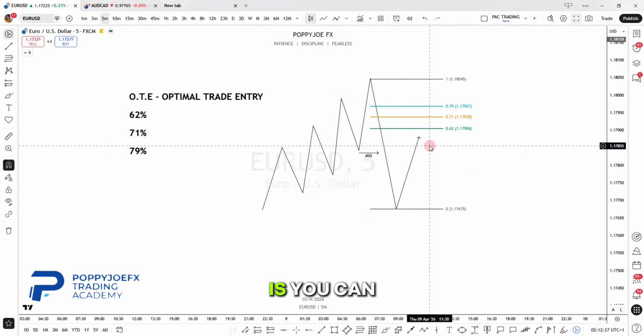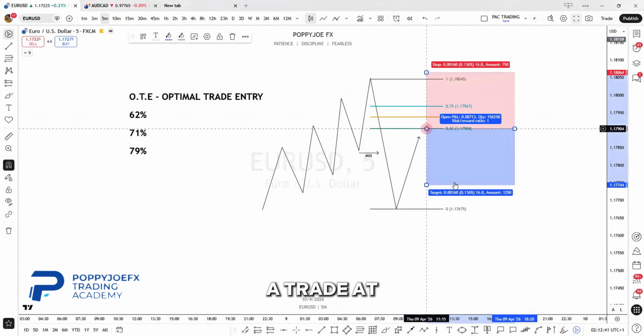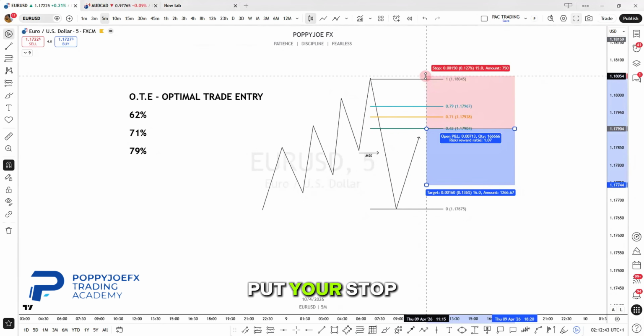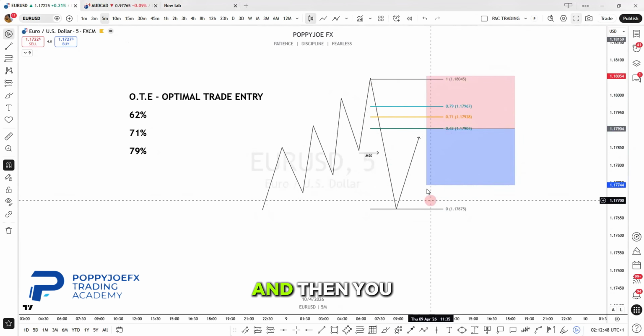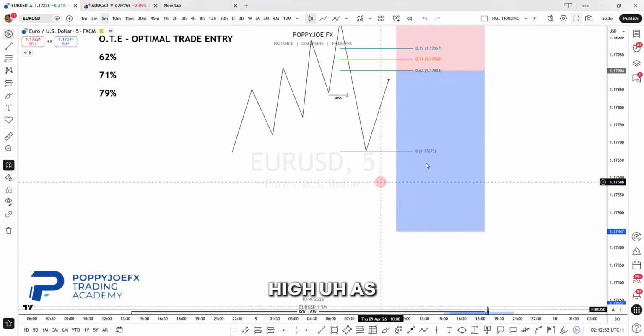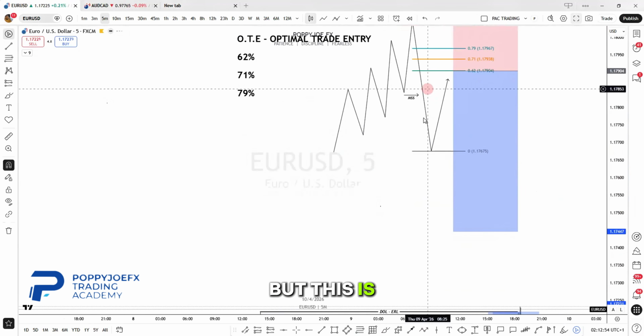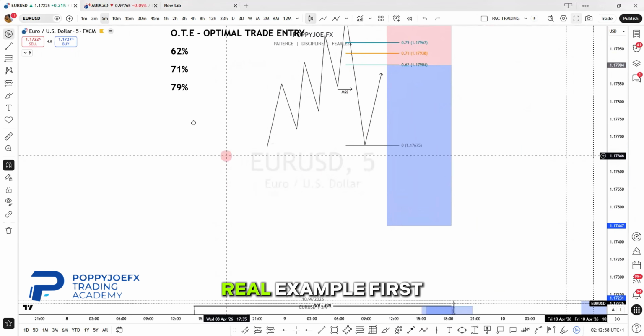So the idea is you can definitely place a trade once you just have your MSS. You can place a trade at the 62%, put your stop loss at the level of invalidation, which is above the previous high here. And then you can take your TP to probably your candle range low or candle range high, as the case may be. But this is how we are going to use a fib retracement tool. So let's take it to a real example.